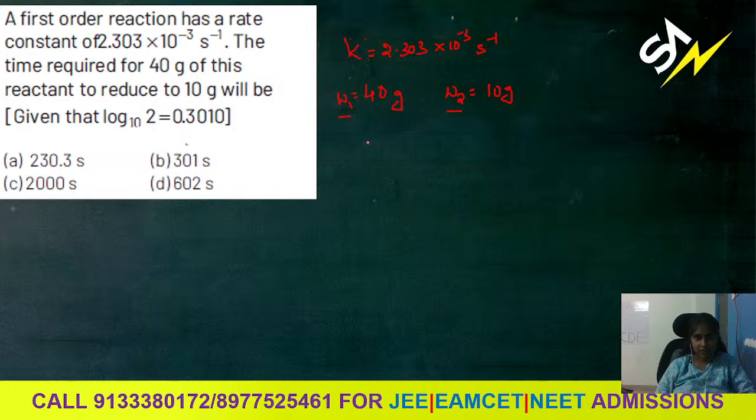See, here it is given in terms of weights. But what is the equation for first order? K is equal to 2.303 by time T of log of initial concentration to the final concentration. Since here concentrations are given, this concentration is directly proportional to weight. So in place of this concentration, we will directly take the weight.